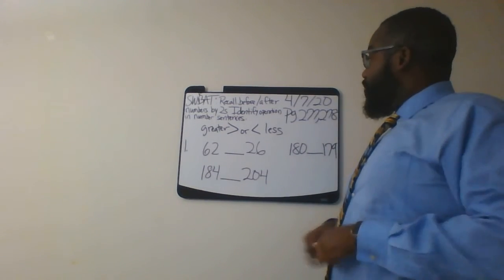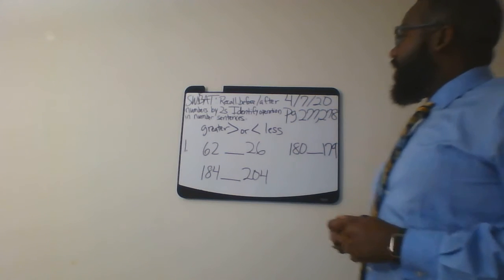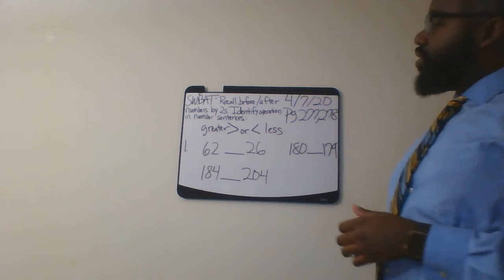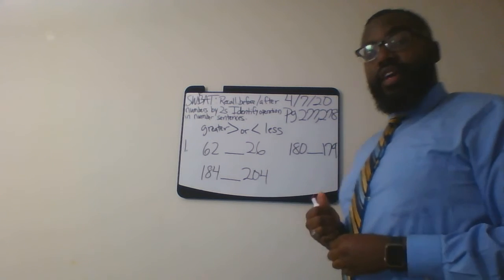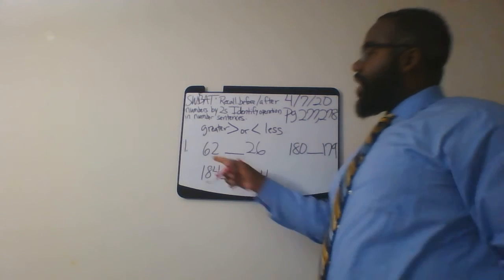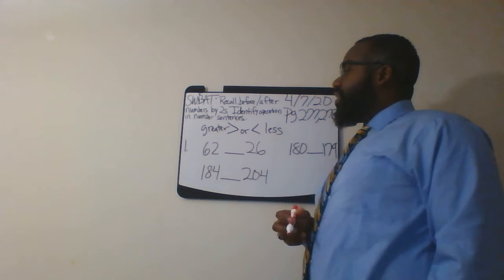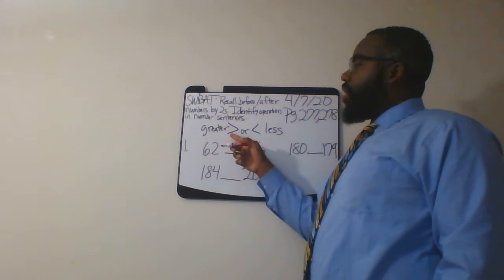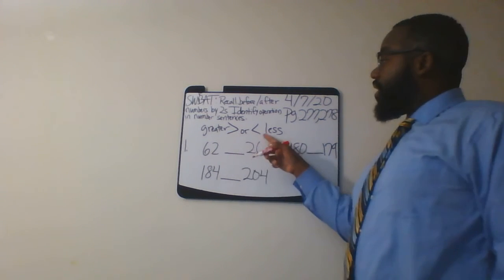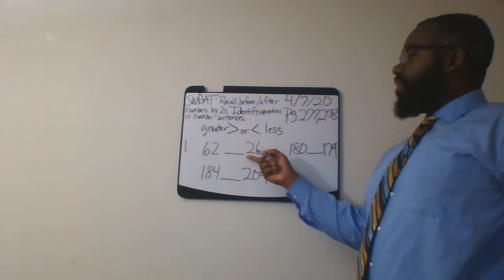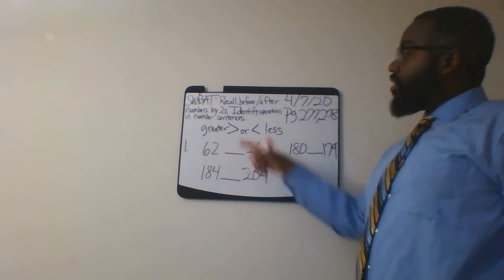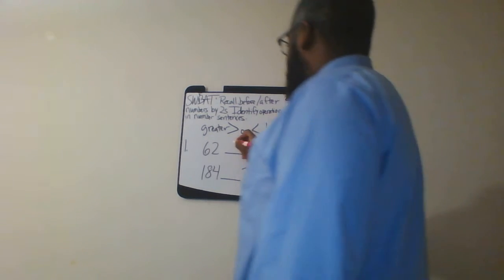As you flip the page over to 278, it simply asks you to write either the greater than or the less than sign in the blank for that problem. So let's look at what we have. We have 62 and 26. Are we writing this sign, is 62 greater than, or is it less than? Is this number 62 greater than this number? That's correct. So we'll be using that sign.